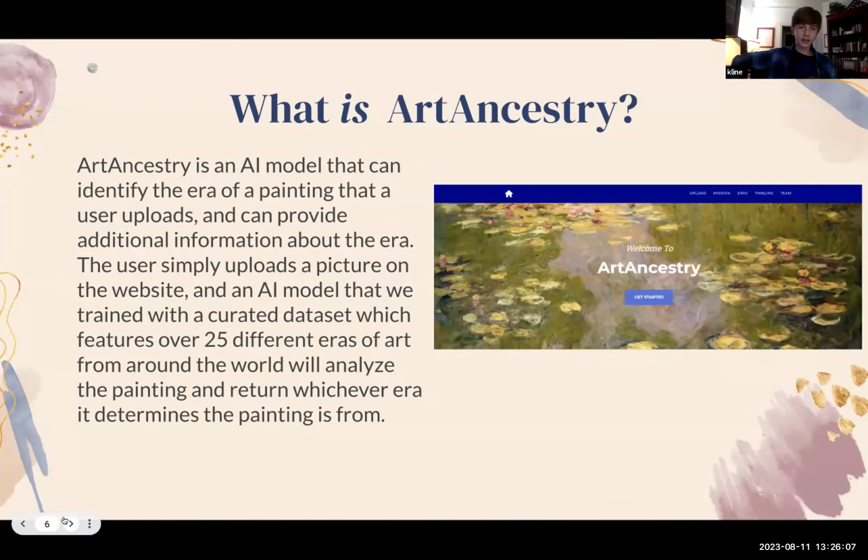So what is Art Ancestry? Art Ancestry is an AI model that we created, which can identify the era of a painting that the user uploads, and then it can provide more information about the era. So the user will just upload their painting, and then the AI model will take all of the information we trained it on, the 25 plus eras of art from all around the world, analyze the painting, and then return what era the painting is from.